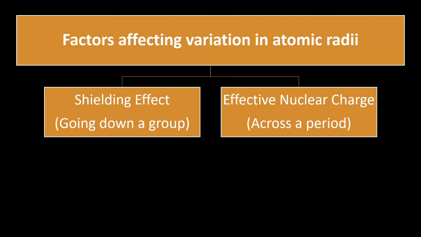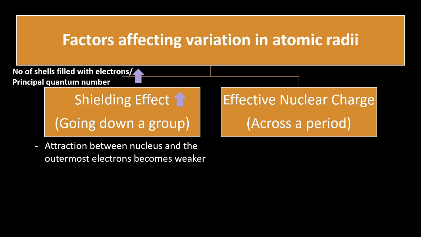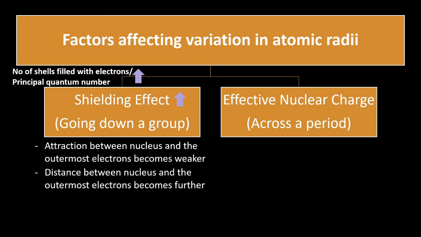When going down the group, shielding effect will become the dominating factor. When going down the group, the number of shells filled with electrons increases. This can be seen by the increase in the principal quantum number of the elements. As the number of shells filled with electrons increases, the shielding effect of elements increases. This will cause the attractions between nucleus and the outermost shell's electrons to become weaker, and the distance between the nucleus and the outermost shell's electrons becomes further, and the atomic radii therefore increase going down a group.